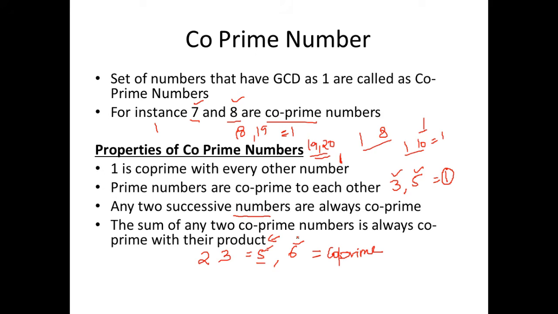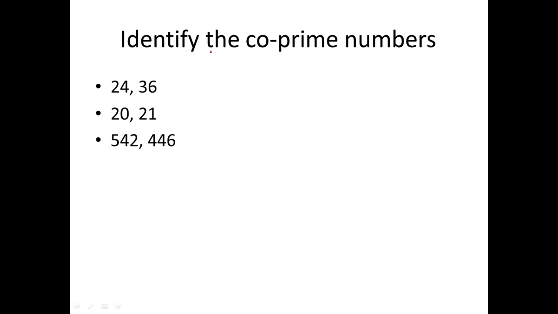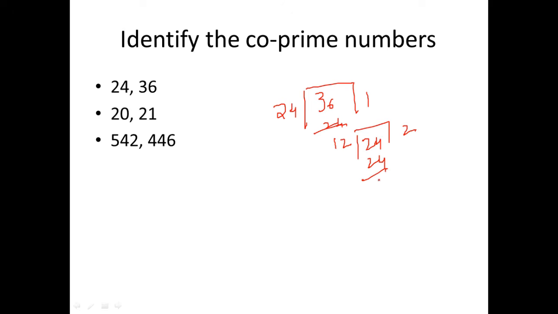I hope you're all clear with what a co-prime number is. So can you identify the set of co-prime numbers here? Are 24 and 36 co-prime? Can we find the GCD? So we have 36 and then we have 24. 24 into 1 is 24, so we have a remainder of 12 here, and then 12 into 2 is 24, so the remainder is 0. So 12 is the greatest common divisor here. Since the GCD is not 1, these two numbers are not co-prime.